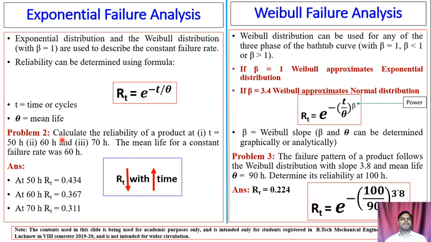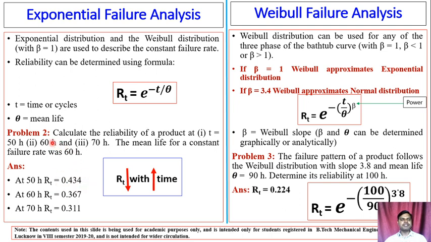Say, take an example. Calculate the reliability of a product at t, that is time or cycles, equal to 50 hours, 60 hours and 70 hours. The mean life or MTTF for a constant failure rate was 60 hours. So just substitute these values in the expression. The first will be e to the power minus 50 divided by the mean value, that is 60. So e to the power minus 5 by 6 comes out to be 0.434.